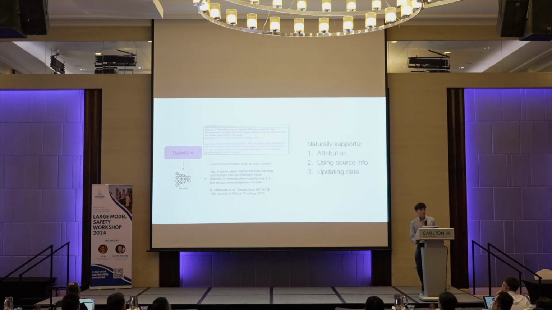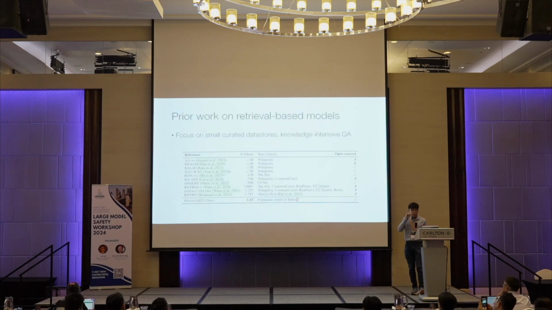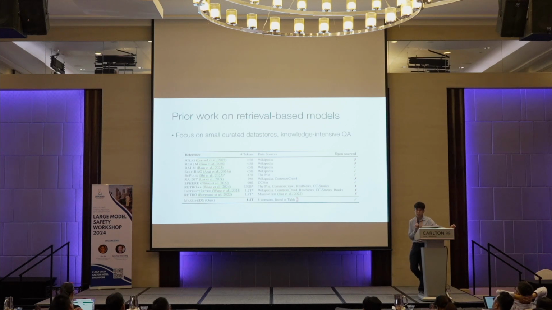Okay. So what's the current state of the art in retrieval models? Prior work, especially in academia, has largely focused on small, targeted, very highly curated data stores and on knowledge-intensive question answering tasks. So for example, a lot of work uses Wikipedia as a data store, which is large, but not nearly as large as the pre-training corpora today.